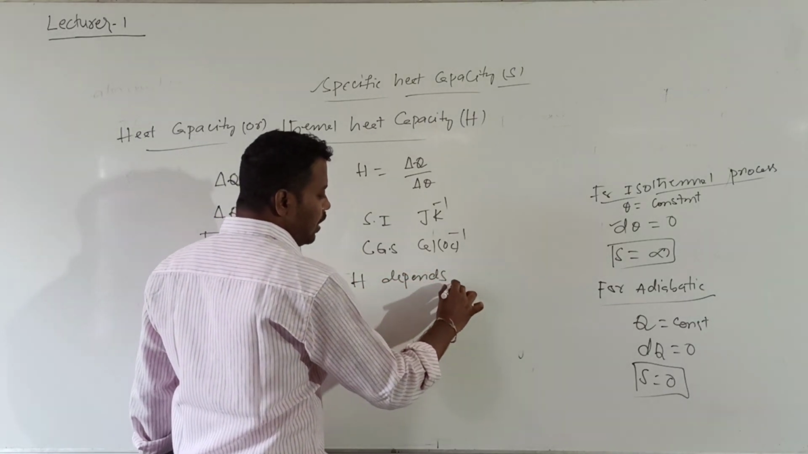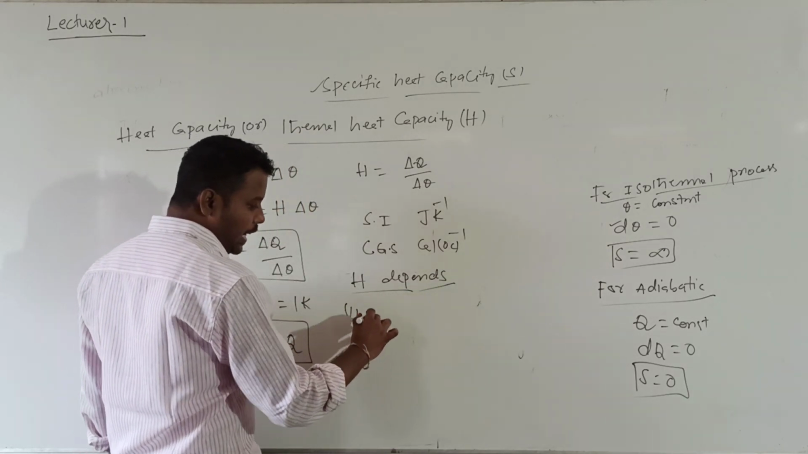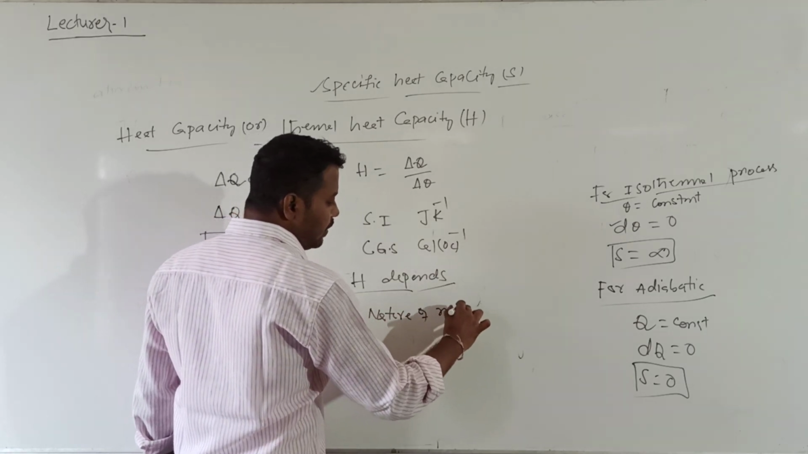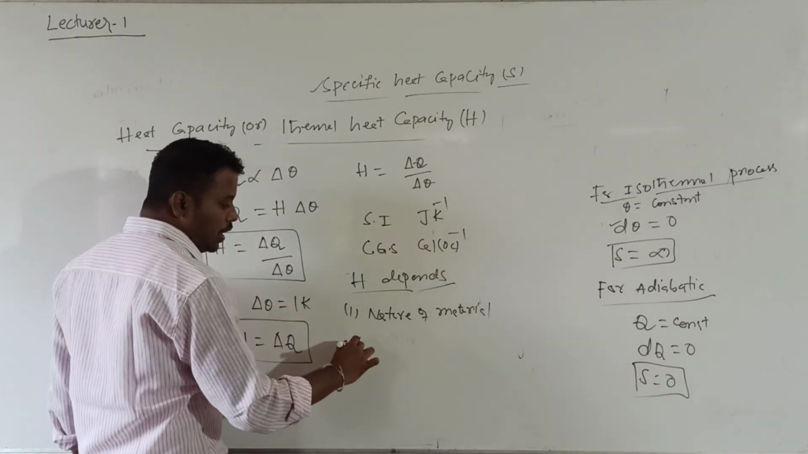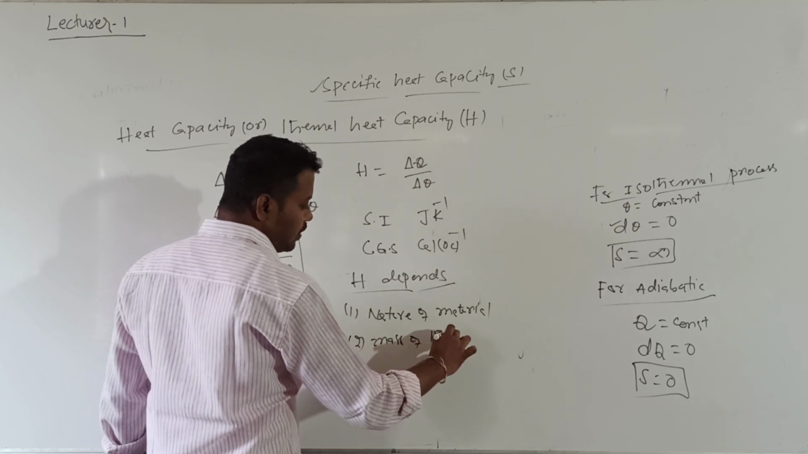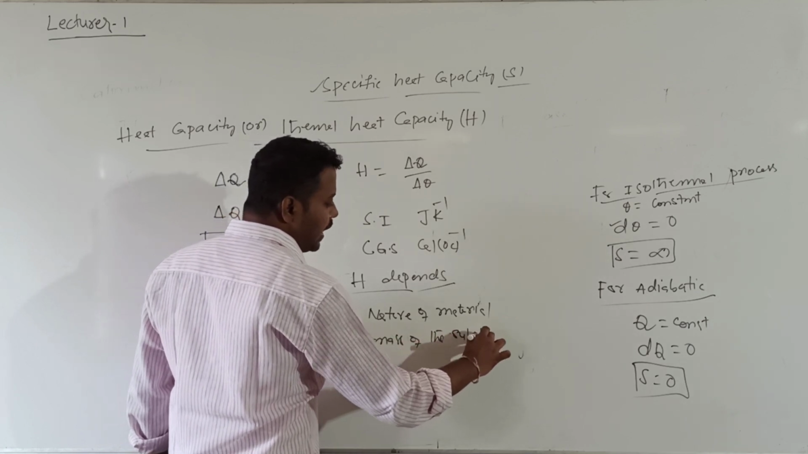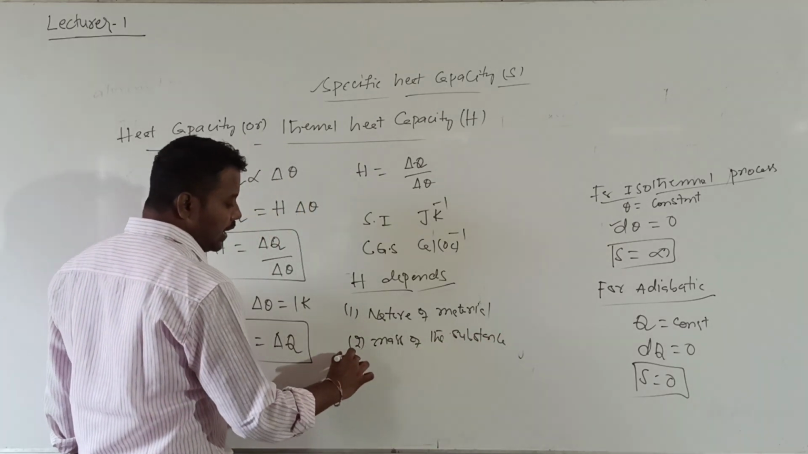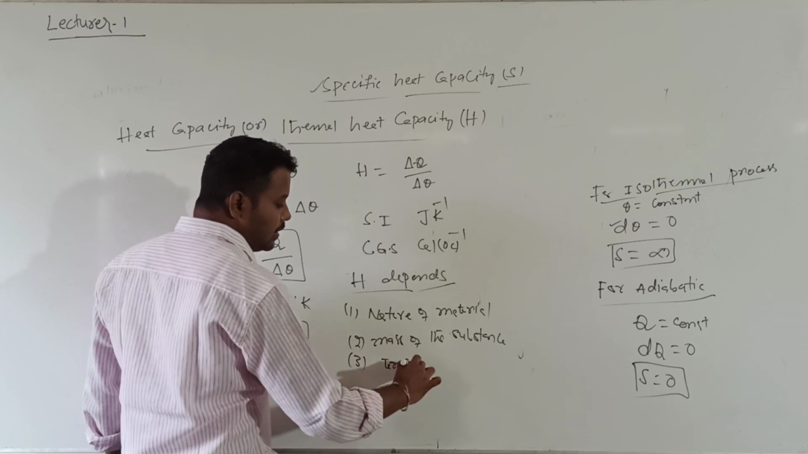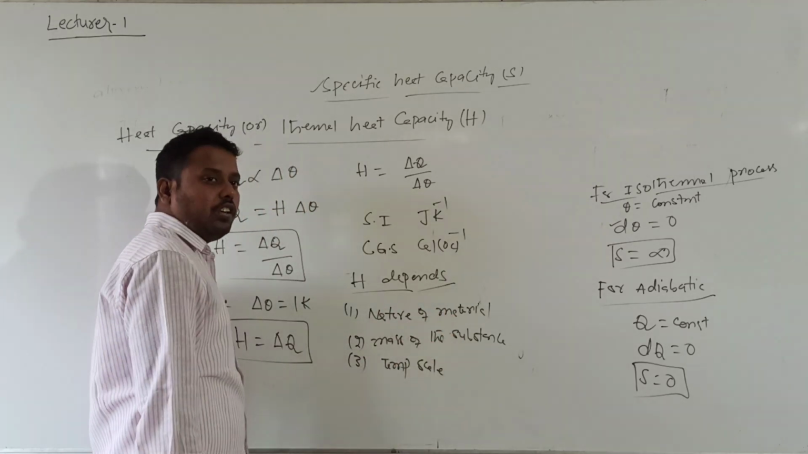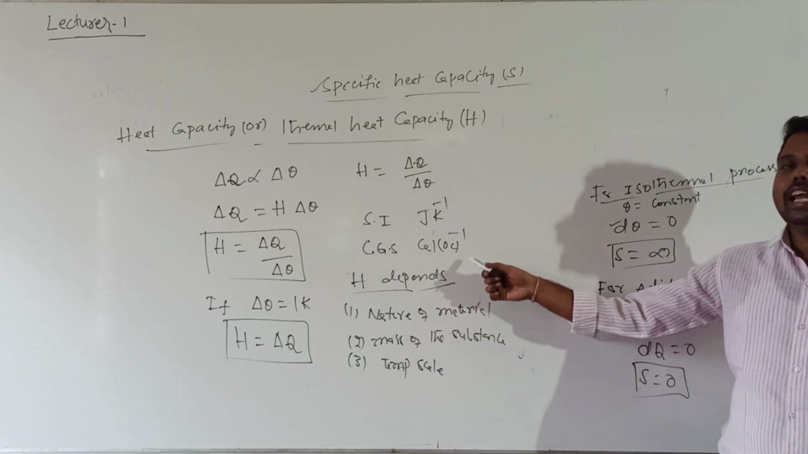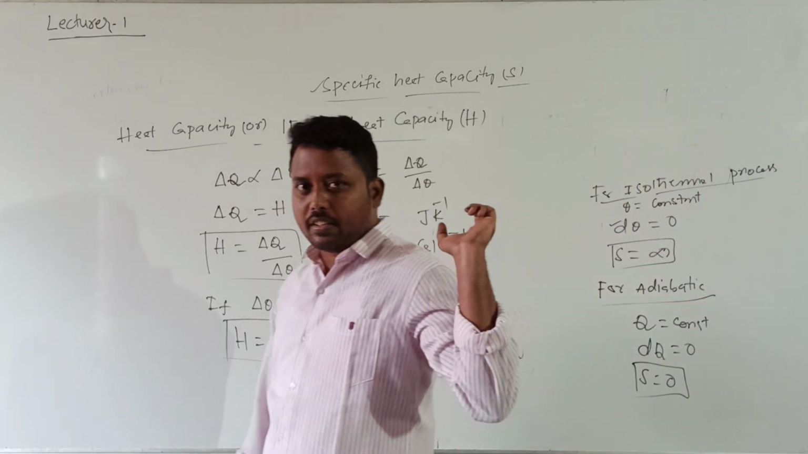What are the factors on which heat capacity depends? Heat capacity depends upon the nature of the substance, nature of material, and also upon the mass of the substance. How much mass you are considering, that is also important. And the last one is the temperature scale, in which scale the temperature is being measured. That is also important for H. Heat capacity depends upon these factors.